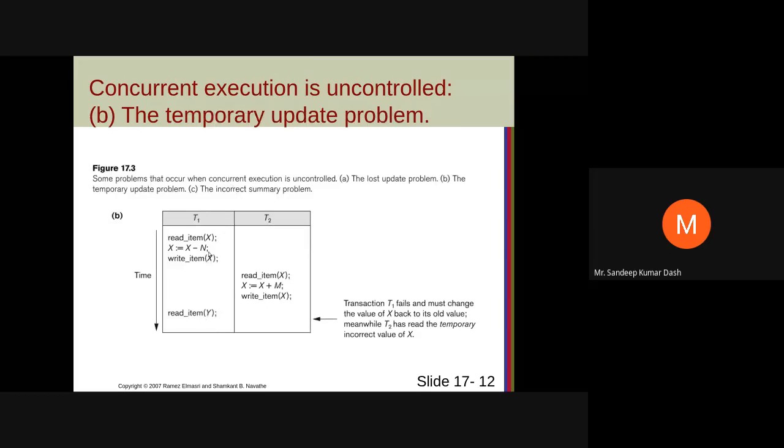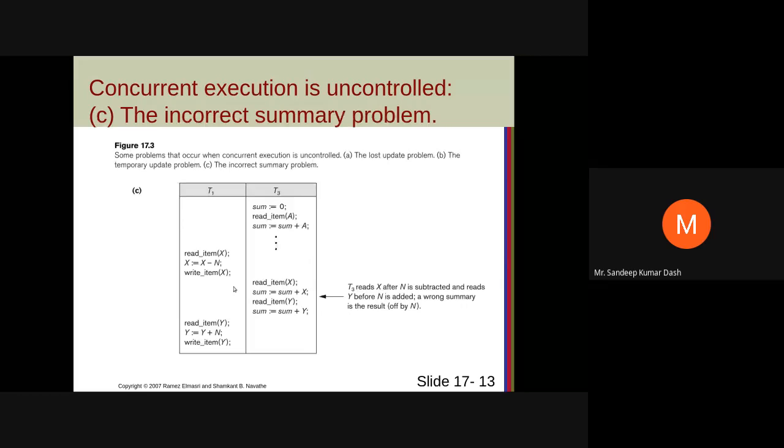Similarly, for temporary update, suppose this transaction fails, this particular update is also lost, or it will have to be cancelled. So this is the temporary update problem. This is the incorrect summary: you are generating a summary from a data item source which is not yet complete. Okay, any doubt up to now?